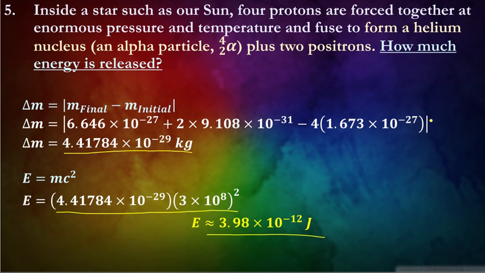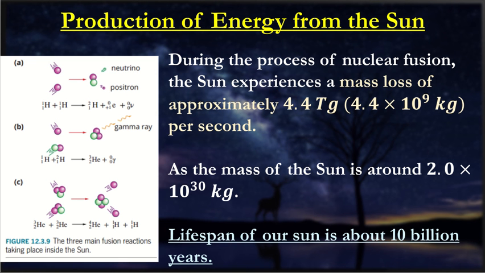So the last thing I want to show you is, how do we know how long our sun can live for? So if we have a look, during the process of nuclear fusion, the sun experiences a mass loss of approximately 4.4 trillion grams, or 4.4 × 10^9 kilograms. That should be in kilograms, probably, per second. So that's a lot of mass being lost, okay? Now our sun has a mass of 2 × 10^30 kilograms. So it has a lot of mass to use.